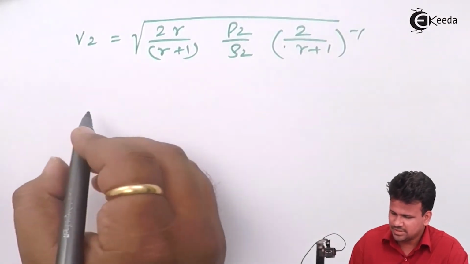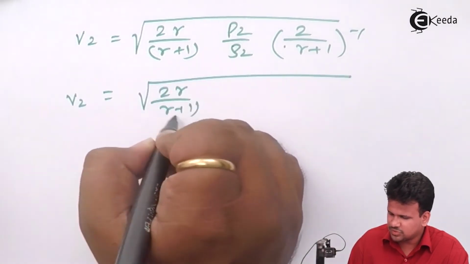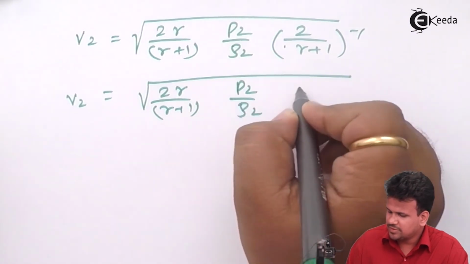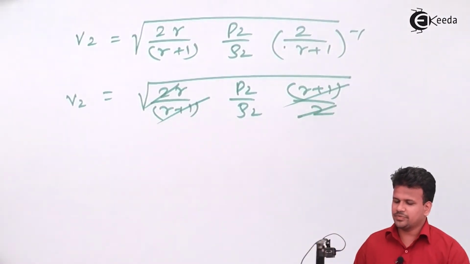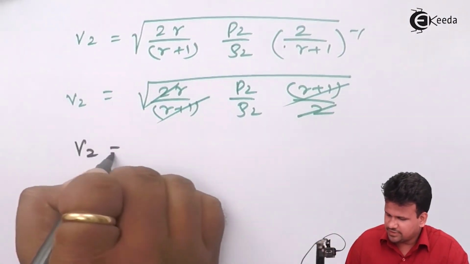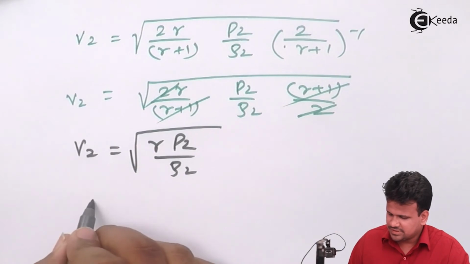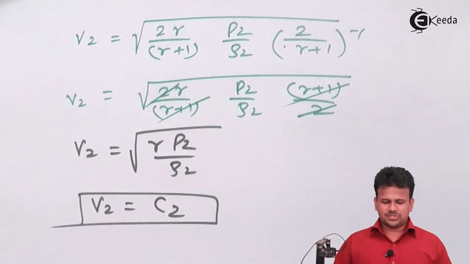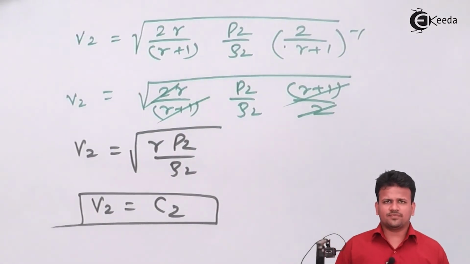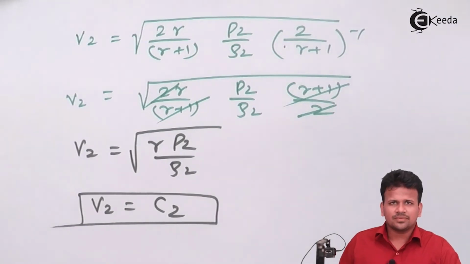If we substitute this, we get v2 is equal to 2 upon gamma plus 1 into P2 upon rho 2 into gamma plus 1 by 2. The 2 and the gamma plus 1 terms will go away, and we'll get v2 is equal to the square root of gamma P2 upon rho 2. So this is v2 is equal to c2, that is the value of sonic velocity. That means when a compressible fluid is flowing through a nozzle and orifice, its velocity is comparable to the velocity of sound.